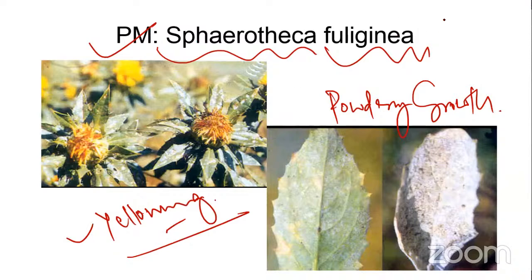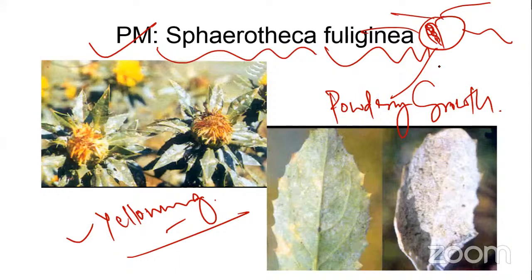Then Sphaerotheca, it is similar to Erysiphe in nature, right? Like this, the cleistothecia will be there with only a single ascus. Inside the single ascus, 8 ascospores will be there. So it will be looking like this, and it is ectophytic in nature, Sphaerotheca fuliginea, right?